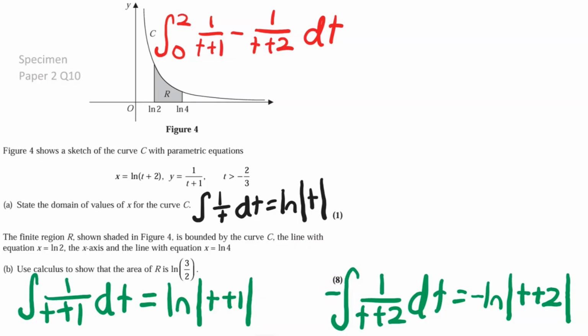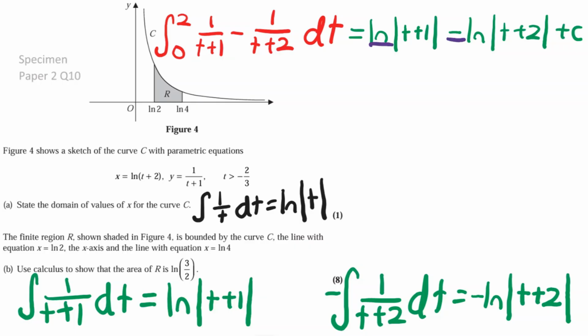So therefore, if we add these terms together, it's going to be the natural log of the modulus of t plus 1 minus the natural log of the modulus of t plus 2, and then plus c on the end. And we can simplify this because remember, when you minus a log from a log, you can divide what's inside. So this is going to be the natural log of the modulus of t plus 1 over t plus 2, and then we've got this plus c here.